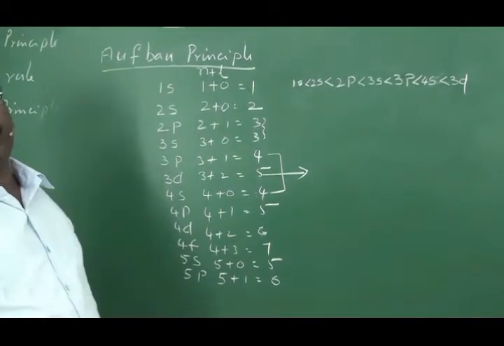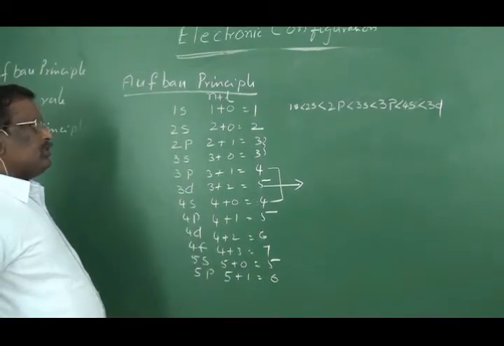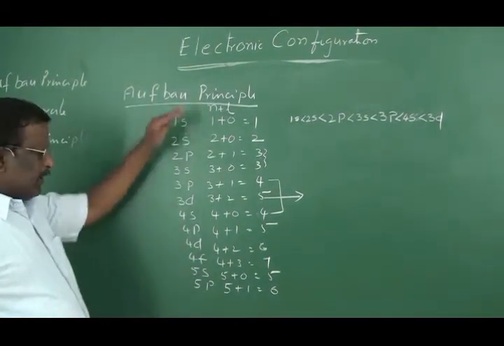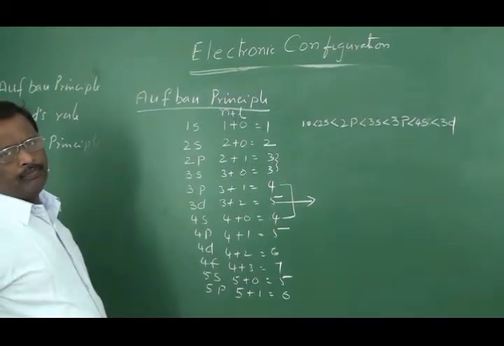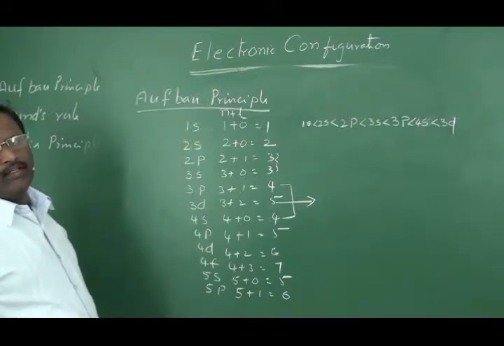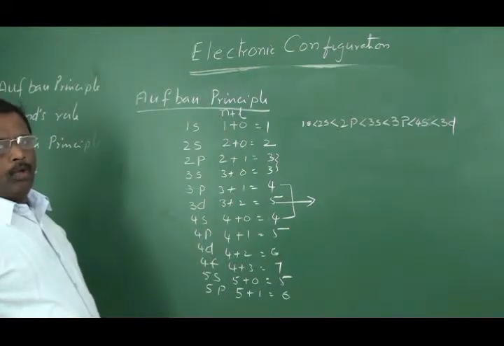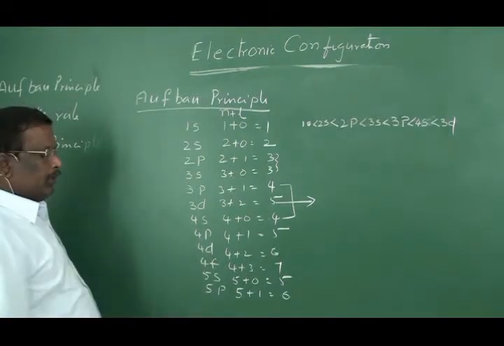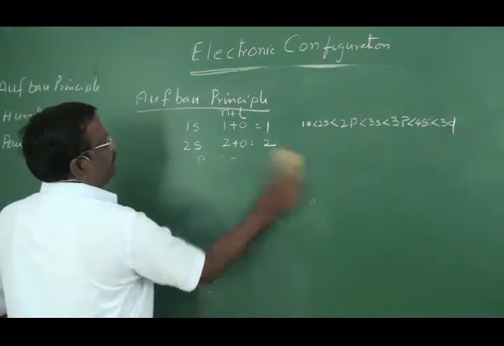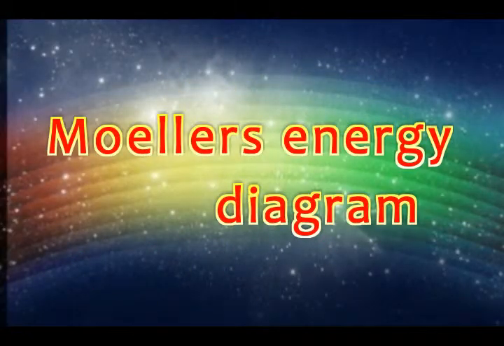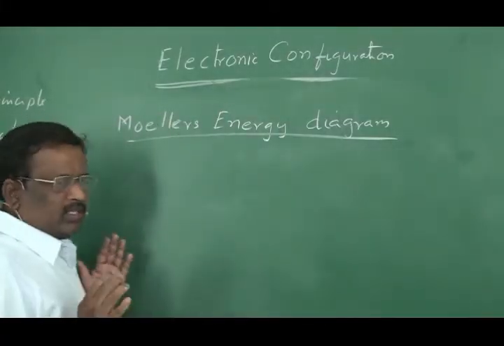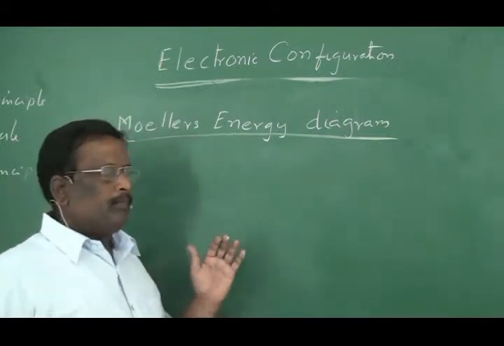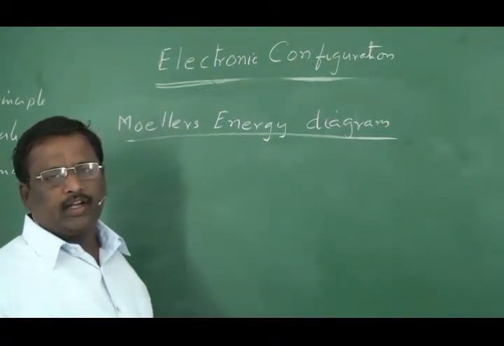So to identify these relative energies, you need not calculate all n plus L values like this. There is a simple technique to remember the relative energies of different atomic orbitals. That technique is given by Moeller's energy diagram. Moeller's energy diagram will give us a clear picture regarding the relative energies of different atomic orbitals.